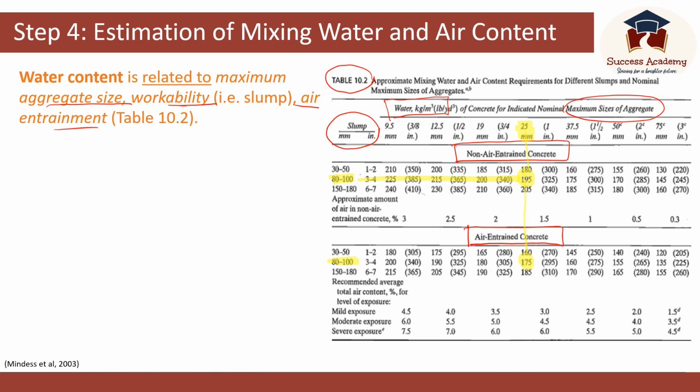Also, we can use this table to find the approximate amount of air in the concrete. For non-air entrained concrete, for the same maximum size, we need to have 1.5% of air. For air entrained concrete, depending on the severity of the exposure, for example, if the concrete is exposed to sulfate, depending on that exposure, we need to select the right amount of air entrainment that we need to have. For mild exposure, we need to have 3% of air content for the same maximum size of aggregate. For moderate exposure, we need to have 4.5% of air entrainment. And for severe exposure, we need to have 6% of air entrainment.